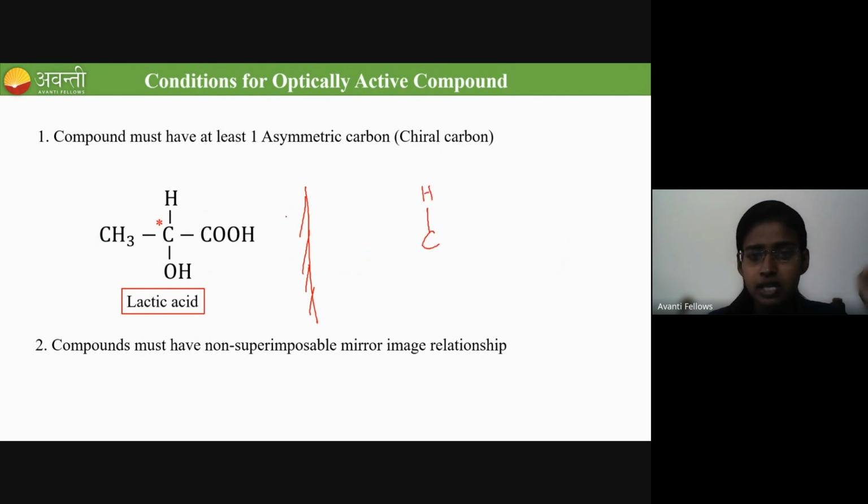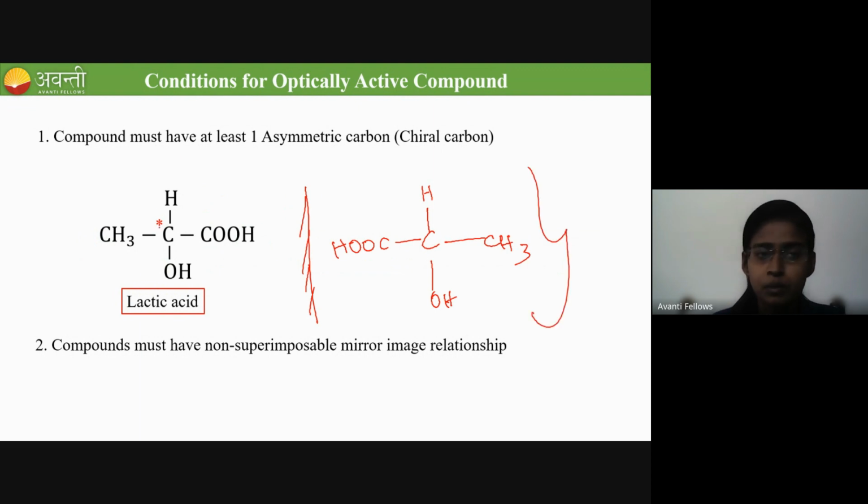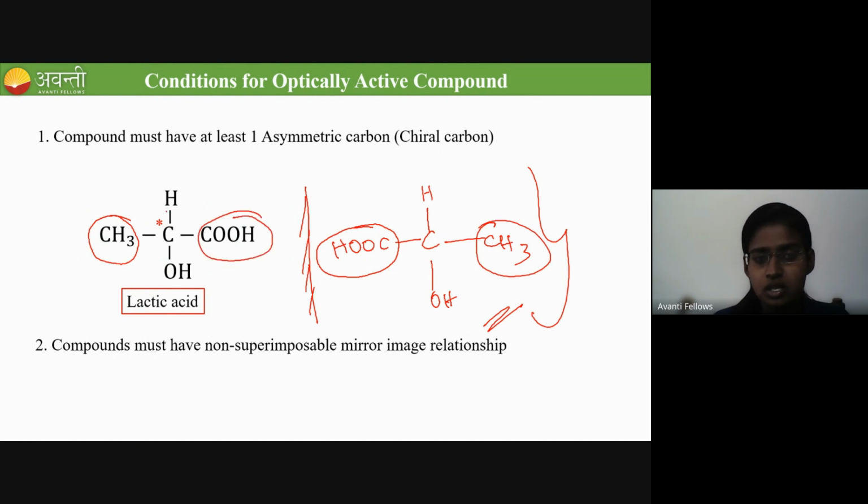C, H. So COOH will come to this side, and here I have OH, and on this side I have CH3. Now take this compound and try to superimpose it over the first compound. Try to place the second compound over the first compound. So this COOH will be placed above the CH3, right? So CH3 is placed above this COOH. So here the vertical part remains the same, but the horizontal groups will not be superimposed over the other. So they have a non-superimposable mirror image relationship.